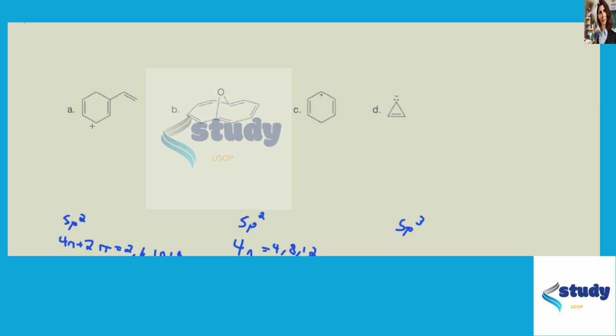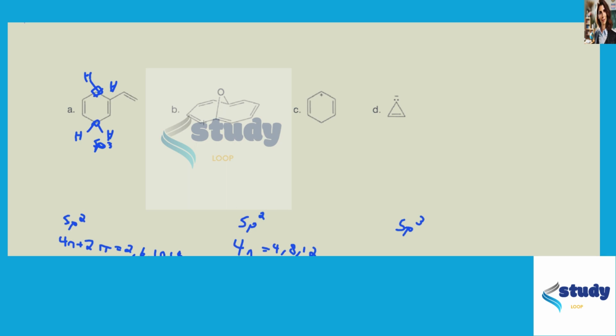So if you look at A, we actually have 2 sp3 carbons here. They have 4 things bound to them, meaning that they're going to be sp3. So right away, we know that this molecule is not fully conjugated, so it's impossible for it to be aromatic. And because it's not fully conjugated, it cannot be anti-aromatic either. So now let's look at B.